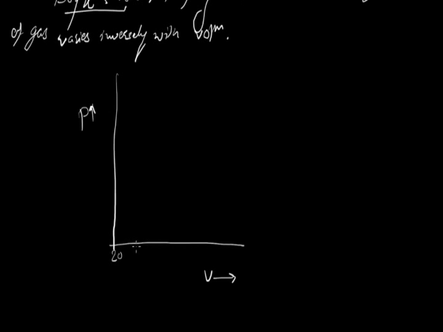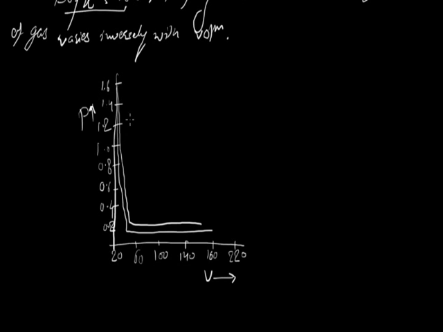Here let us suppose the values are 20, then 60, then 100, then 140, 160, and 220, and on the other axis 0.2, 0.4, 0.6, and here it is 1.6. Now draw a graph according to this. What we have is a set of curves, which correspond to different temperatures.